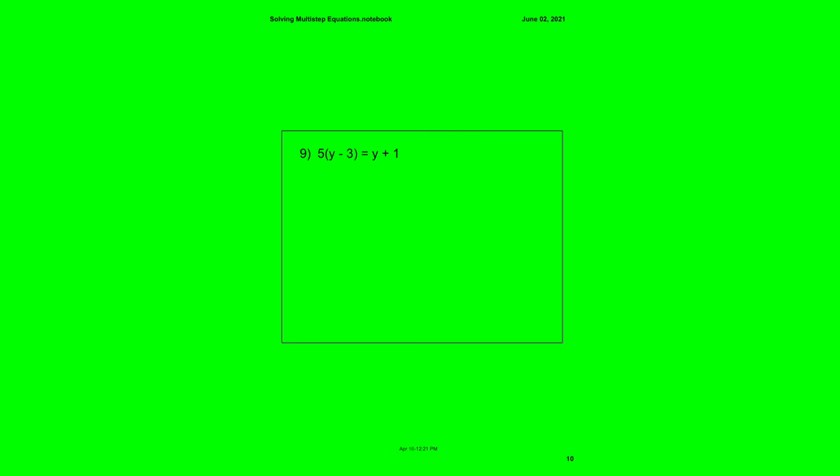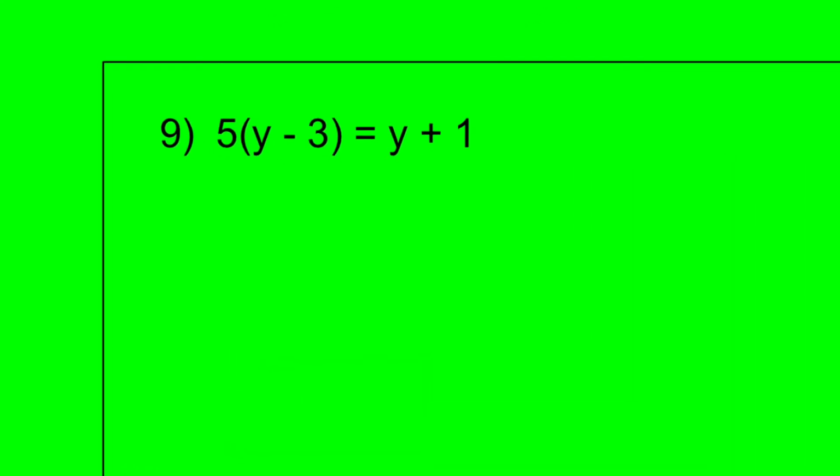Okay, let's look at this now. Now we've got the whole Megillah here. We've got parentheses, we've got like terms, and we've got a variable on both sides of the equal sign. But start off first, deal with your parentheses. So 5 multiplied by y is 5y. 5 multiplied by negative 3 is negative 15. Equals, let's think of y as 1y plus 1.